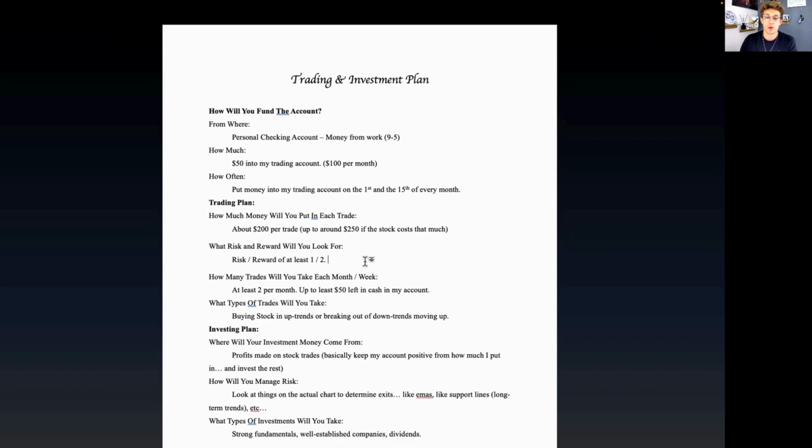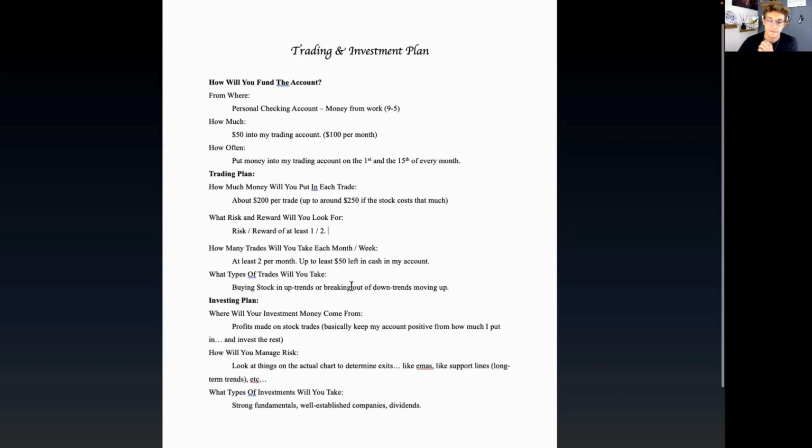So what risk reward am I looking for? A risk reward of at least 1 to 2. So I'm willing to risk $1 to make $2. So maybe I'm willing to risk $10 to make $20. Hopefully that makes sense. I think that is fine. And of course, I don't always have to take the full $2, and I don't always have to lose the full $1. But that's what I'm looking at. That's my risk reward on my stop loss versus my profit target.